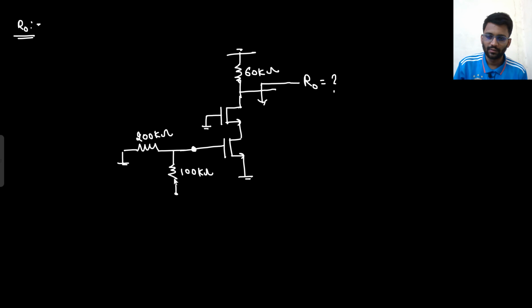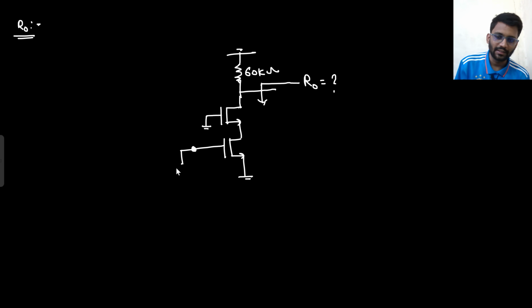This V in is gone. So this will be shorted. Since this is shorted, this will be an equivalent resistance of 200k parallel with 100 kilo ohm. Whatever it is, I don't need that value. Why don't I need that value? Because that will be replaced by a single resistance here. Let's just say that resistance is R, or let's just write 200k parallel with 100k.